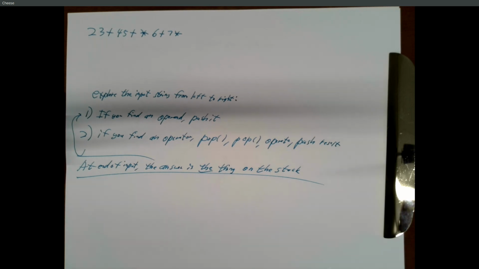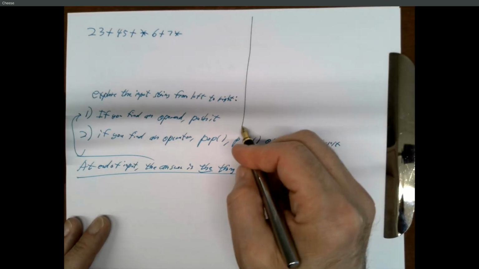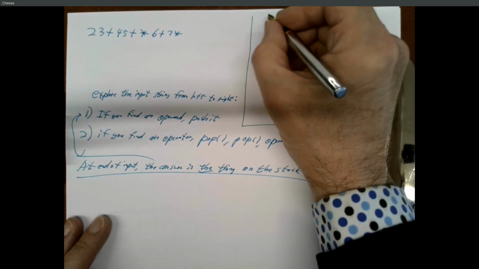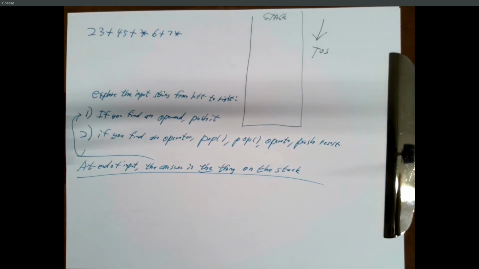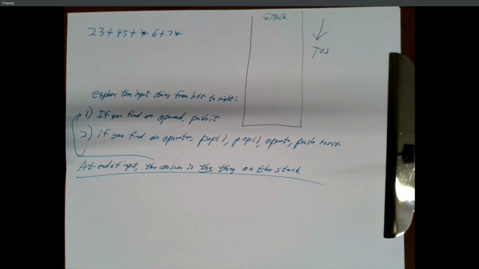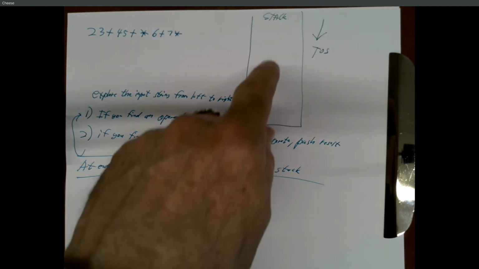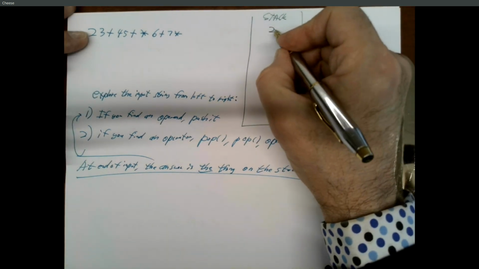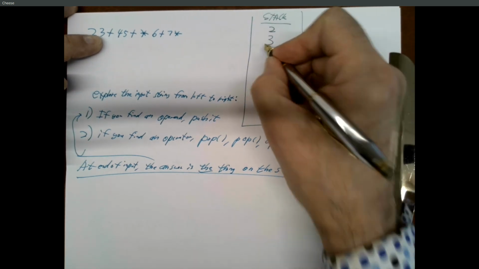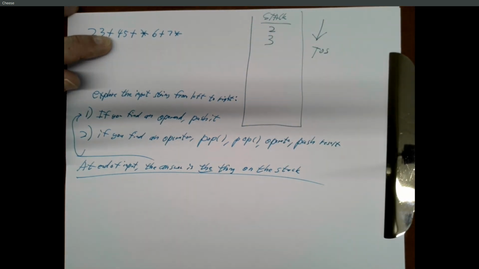So let's try this. Here's our stack. Top of the stack will be towards the bottom of the page. So I'll start pushing things up here and writing them down. All right, so first thing we find is the operand 2. That goes on the stack. Then we find a 3. That goes on the stack. Then we find an operator. So pop the 3, pop the 2, add them together. That's a 5. Push the 5 on the stack.